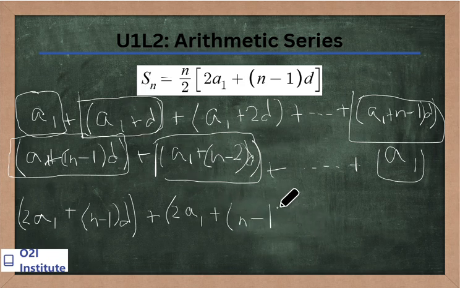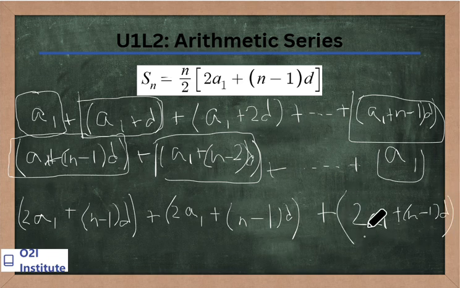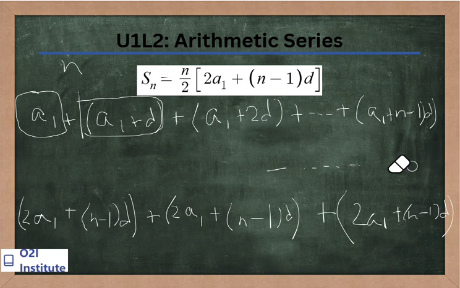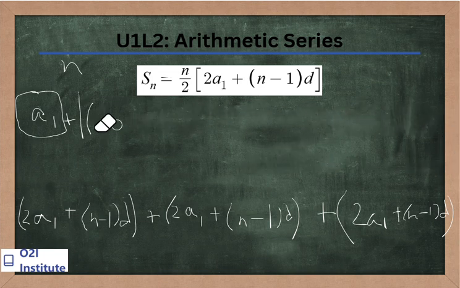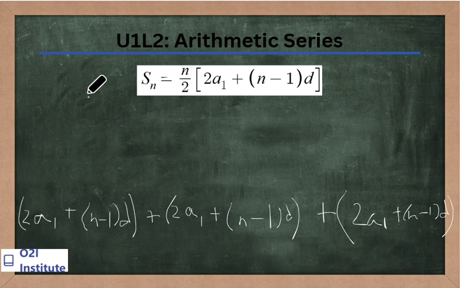So do we notice any patterns? If we add these ones together, it's also 2A1 plus n minus 1 D. There's definitely a pattern here. Every single pair adds to 2A1 plus n minus 1 D. And how many pairs are there? There will be n pairs since there's n terms in each one. But there's a problem. We can't just write n times 2A1 plus n minus 1 D because we originally doubled everything. So we would have to divide everything by half.